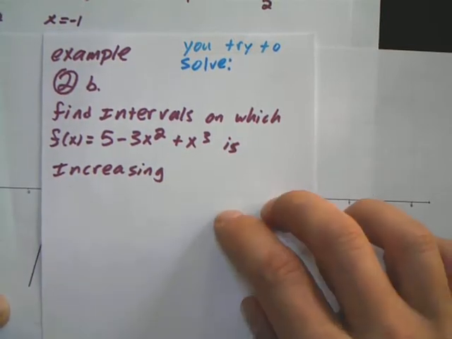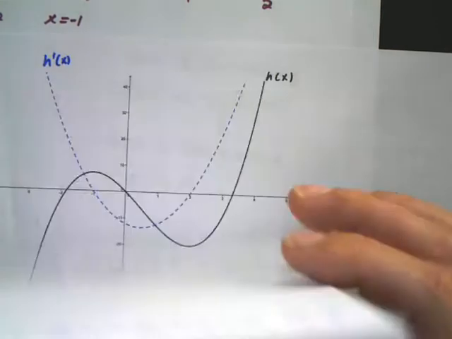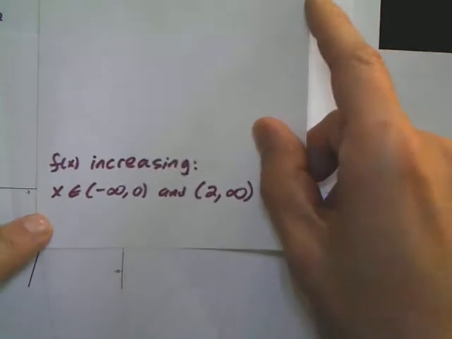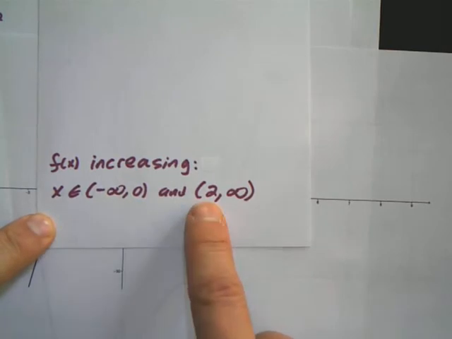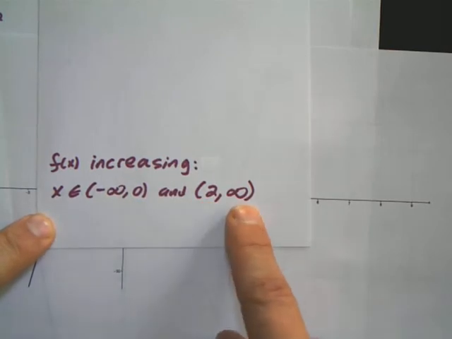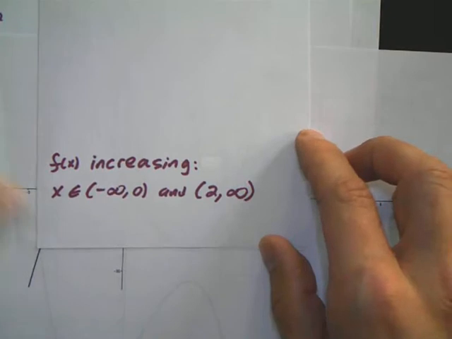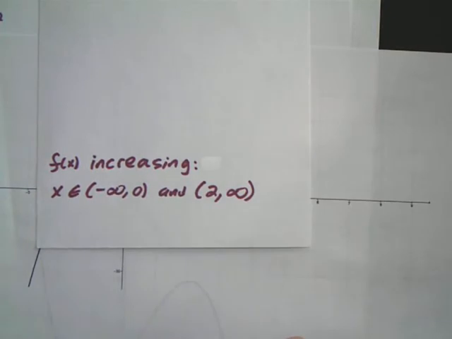So you should have had enough time now to at least try it, and I'm going to flash up the answer. So you should have got it increasing from negative infinity to 0, and then from 2 to infinity. And I'll be checking that you have at least attempted this in class tomorrow. And that's it for these notes.